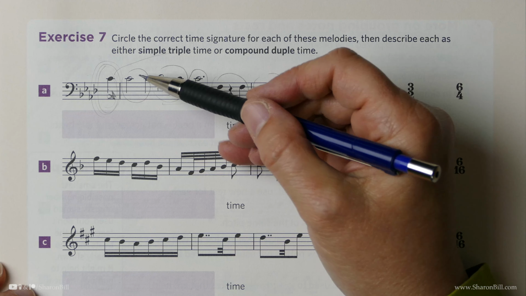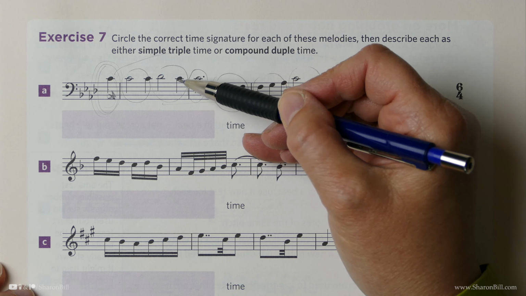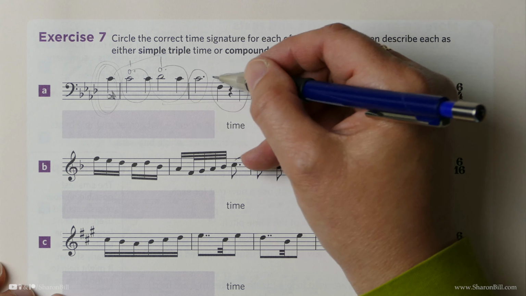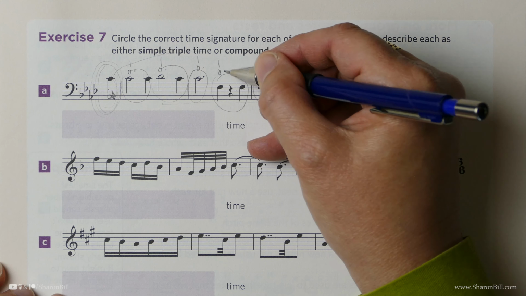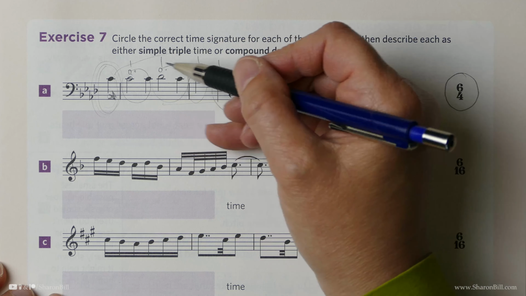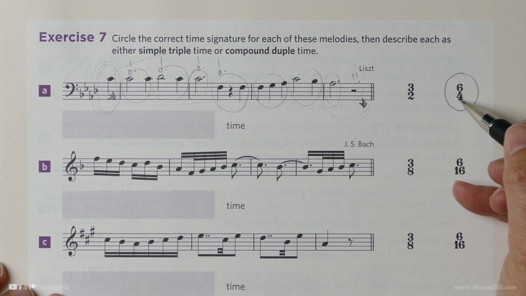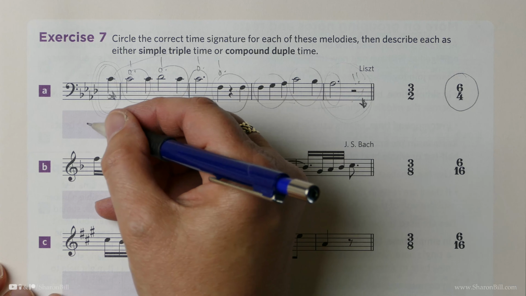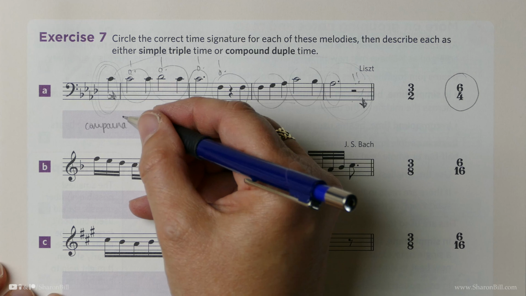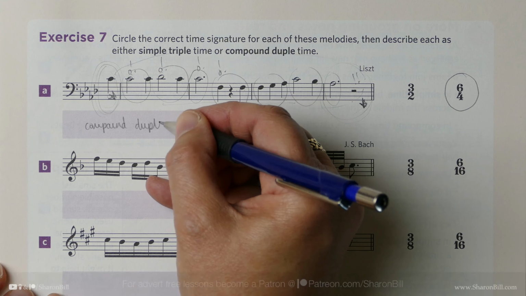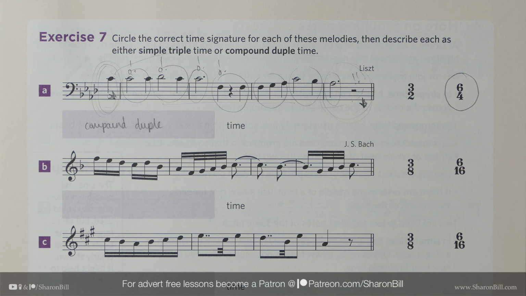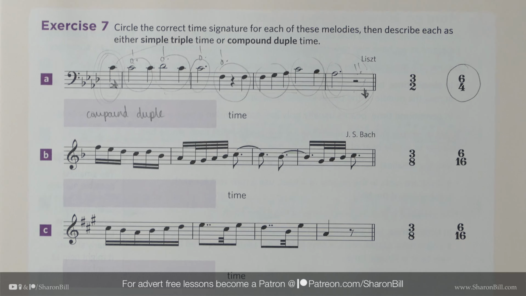However, it's enough because we can see 1, 2, 3, 4, 5, 6 crotchet beats grouped in dotted minims. So there's our time signature, and we know that there are 2 dotted minims. We know that this is compound time, and because there are 2 dotted minims, it's compound duple, just as 6/8 is compound duple as well. And then let's try this next one.